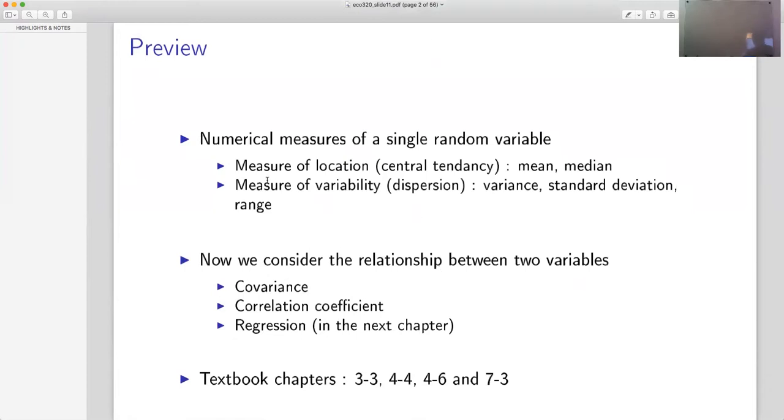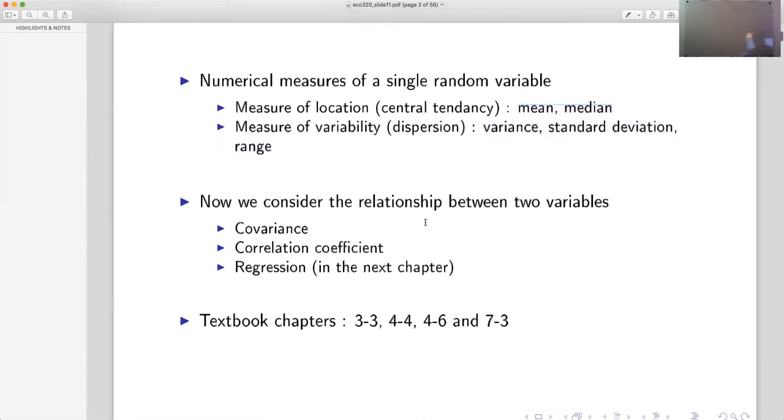So far we have talked about measures of location and measures of variability, right? This was in chapter 3 and this was in chapter 4. Now we consider the relationship between two variables. For example, if I want to know the association between the number of hours I have been studying for my exam and my score. Definitely it's going to look something like this, right?